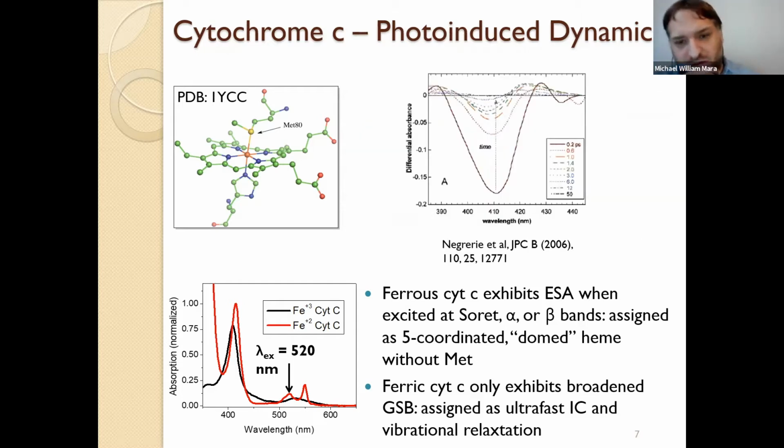And alternatively, interestingly, in the case of ferric cytochrome C, you don't observe a strong excited state absorption out here. Instead, you see a very strong ground state bleach, which suggests that when you photoexcite this thing, you haven't lost a ligand, but instead you've probably just dumped a lot of excess heat into there that relaxes on some time scale.